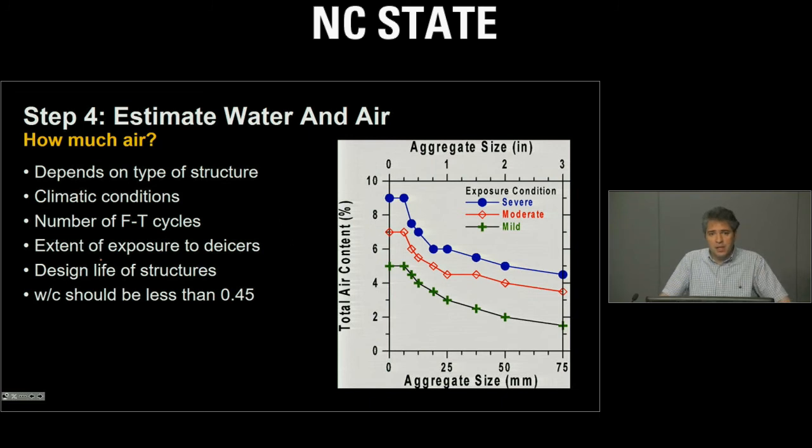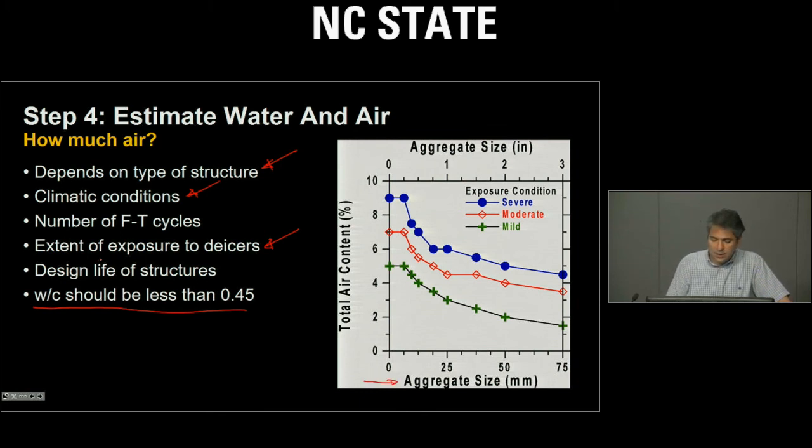All right, how much air do we need inside a concrete? It really depends on the type of the structure. We talked about this: exposure condition, climate condition, and type of the structure. Freeze and thaw, how many freeze-thaw cycles are you expecting? Do we have extended exposure to de-icer salt? And what is the design life of the concrete? In general, we will talk about this, the water cement ratio of the concrete should be less than 0.45 when we are expecting freeze-thaw exposure. But on the x-axis over here, you see the maximum aggregate size.